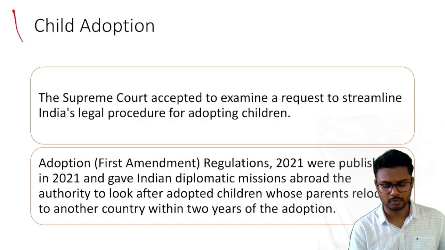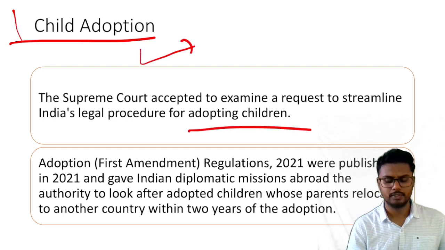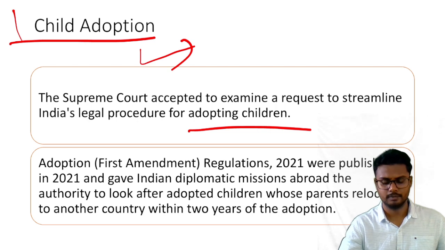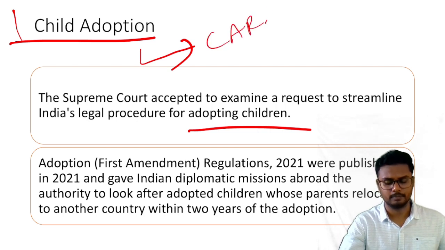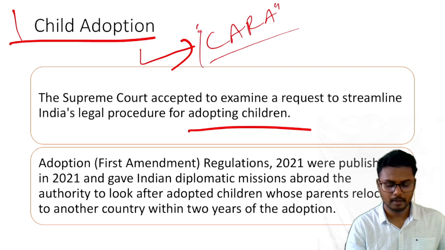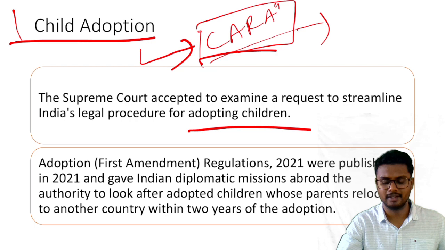Next one is about child adoption. The context was the Supreme Court has agreed to examine a request to streamline India's legal procedure for adopting children. Which is the institution concerned with child adoption in India? CARA. It's a statutory body. Please comment in the comment box the full form of CARA. What does CARA stand for? What is the full form of CARA?